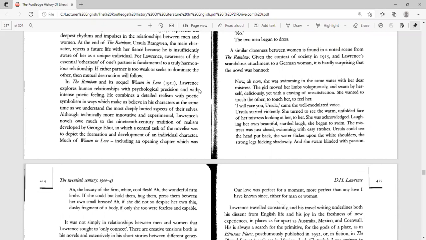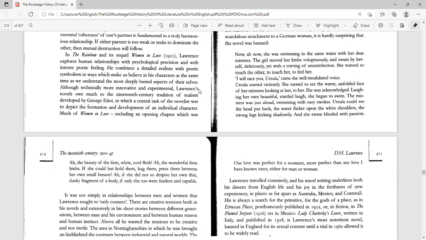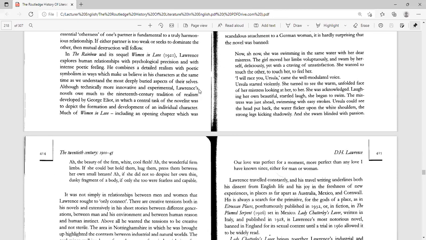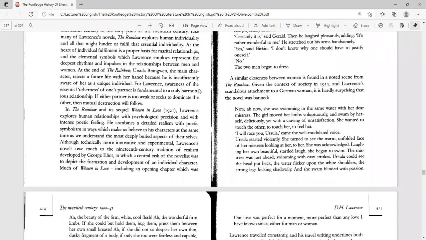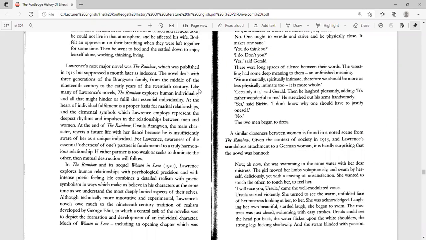D.H. Lawrence's novels are influenced by George Eliot's psychological realism. And he depicts the formation and development of an individual character, as in his novel Women in Love, where we see characters like Birkin, who in many ways appears as the mouthpiece of D.H. Lawrence.